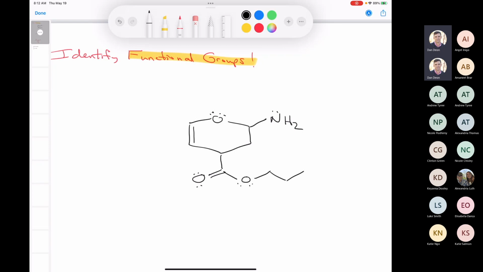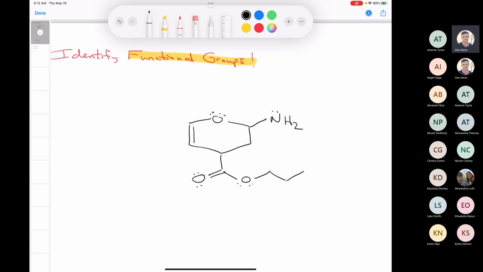Could anybody just yell out or identify a functional group that's found in this molecule? Any functional groups in here? You could type it in the chat or unmute your mic. Is amide one of them? An amide?